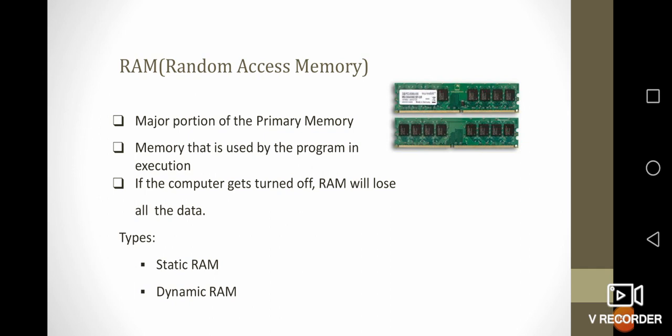It is used during the program execution. It gets turned off when the electricity goes off, or when the power is off. It loses all its data. There are two types of RAM. One is static RAM and another one is dynamic RAM.